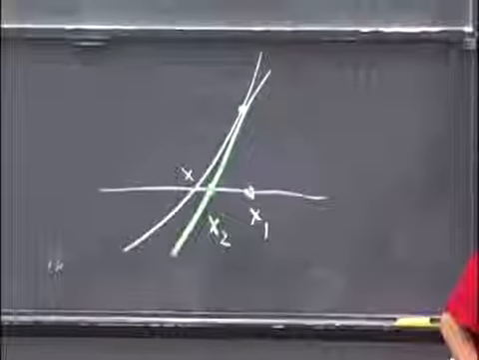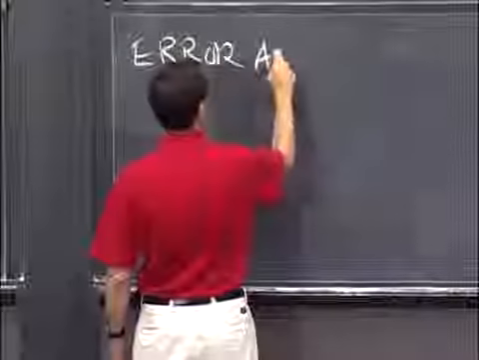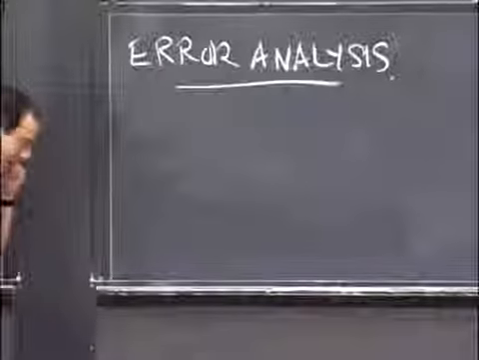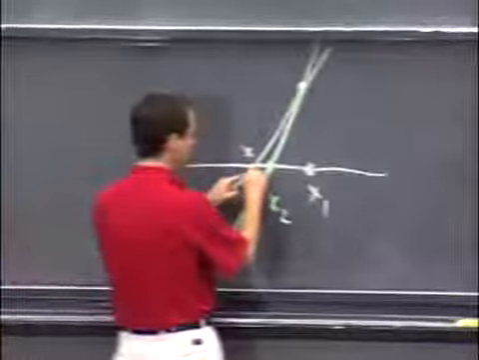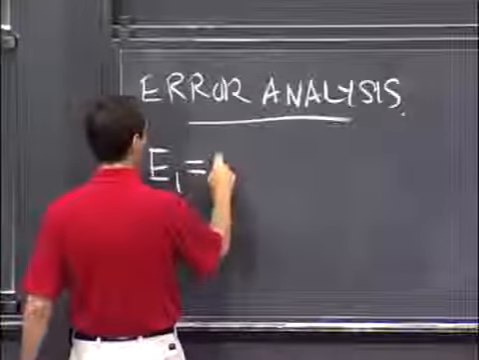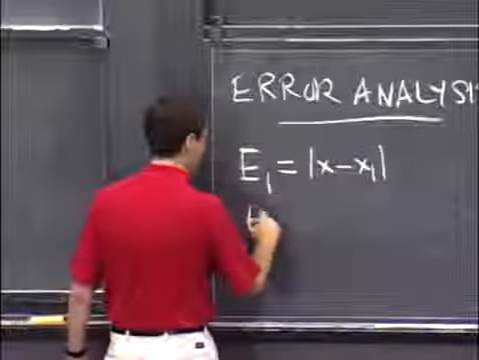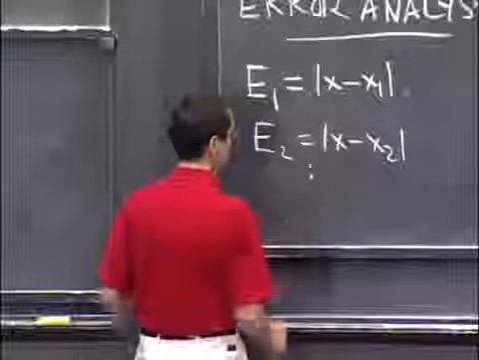And now we're just going to do a very qualitative kind of error analysis. So here's our error analysis. And we're starting out, the distance between x1 and x is what we want to measure. In other words, how close we are to where we're heading. And so I'm going to call that error 1. That's x minus x1 in absolute value. And then E2 would be x minus x2 in absolute value, and so forth.